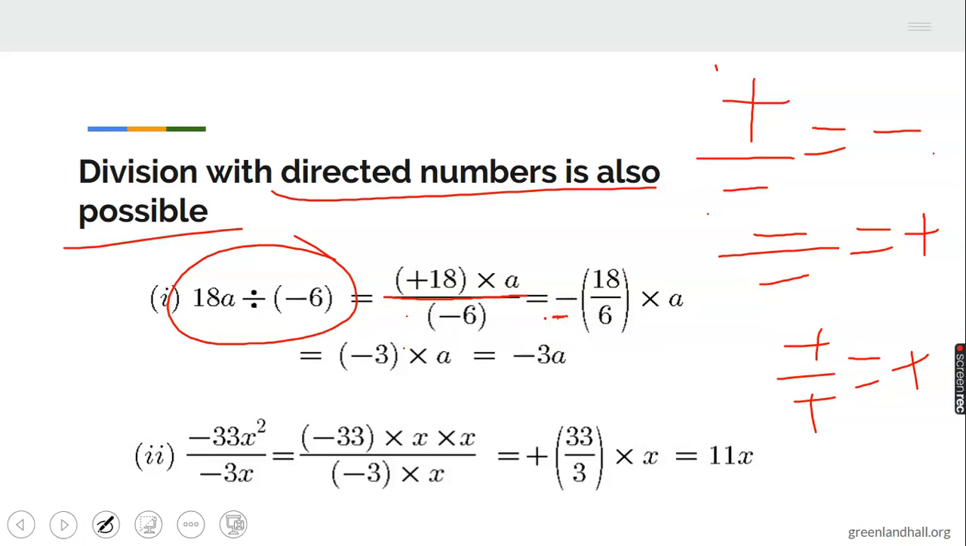Now, we use our division, 18 divided by 6 times a. 6 into 6 is 1, 6 into 18 is 3. That will be minus 3 times a, which is what we have here, equals minus 3a. Now, look again. Minus 33x squared divided by minus 3x. Now, this is the division line. Minus 33 times x times x divided by minus 3 times x. x, we cancel x.